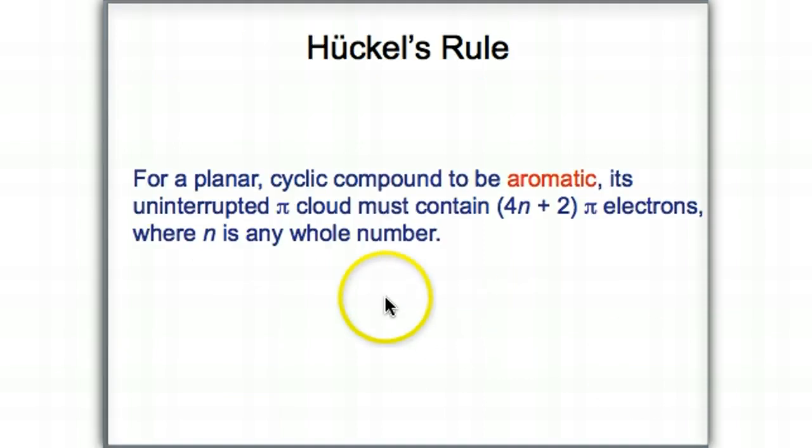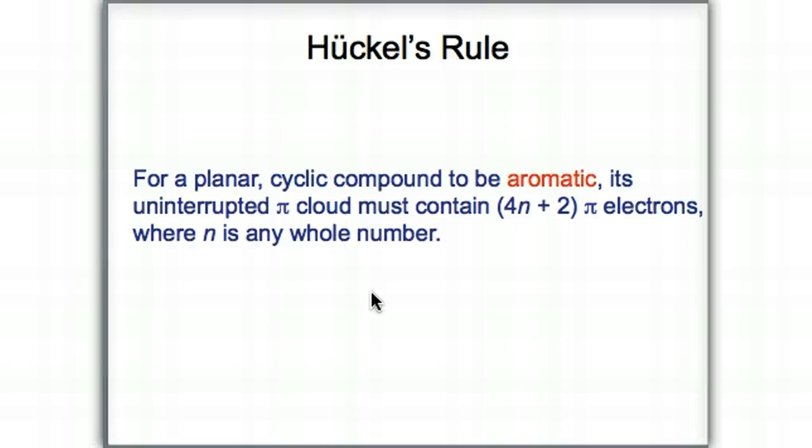Erich Huckel recognized that an aromatic compound must have an odd number of pairs of pi electrons. He stated it in the rule that you can see on this slide. For a planar cyclic compound to be aromatic, its uninterrupted pi cloud must contain 4n plus 2 pi electrons, where n is any whole number.